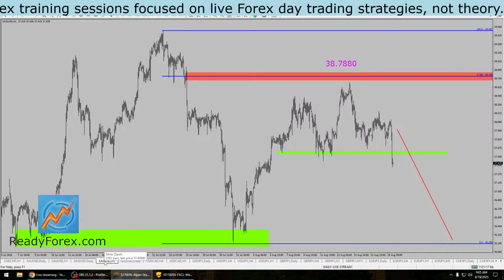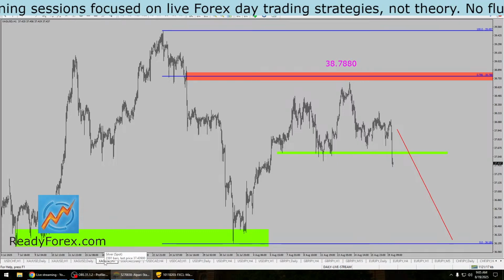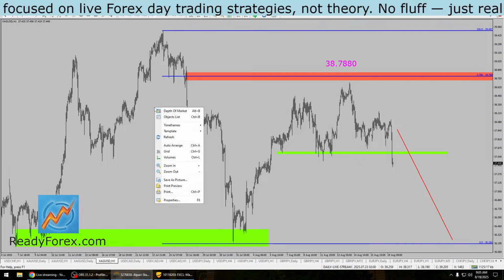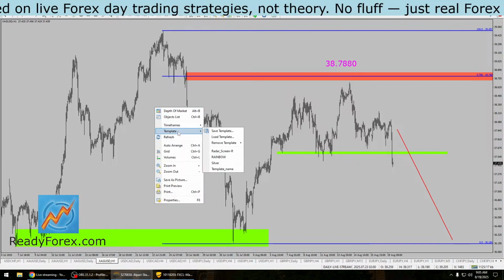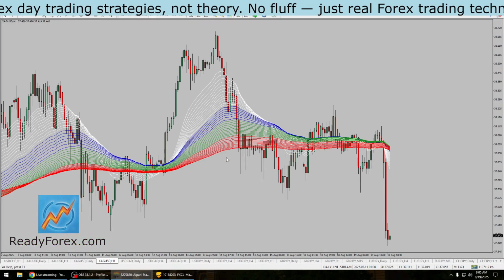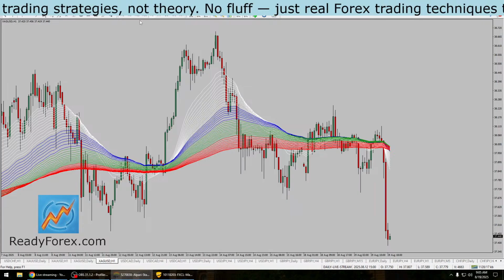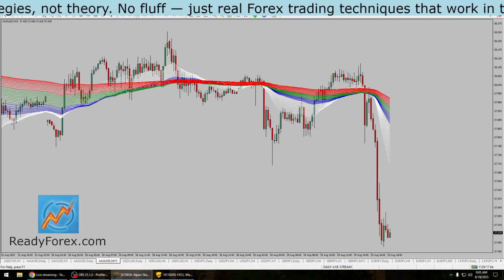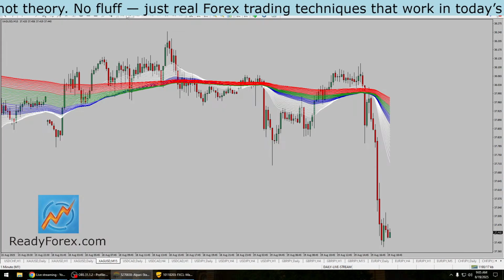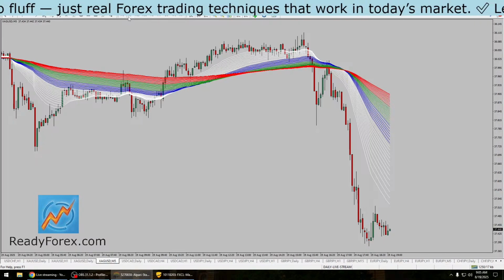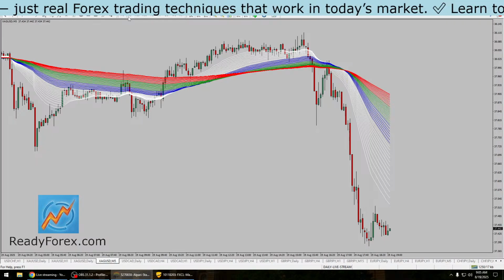Now you can use the rainbow trading strategy as well. Let me show you what I mean by that. Rainbow strategy is a very straightforward strategy. It works with multiple time frames, even in the 1 minute chart, 5 minute chart it works fine.